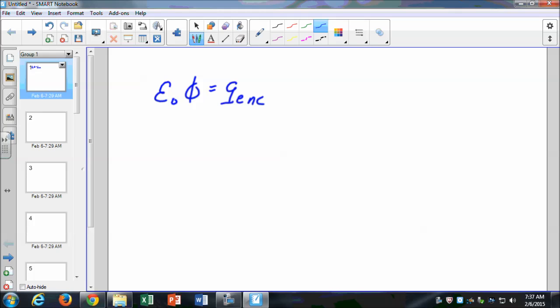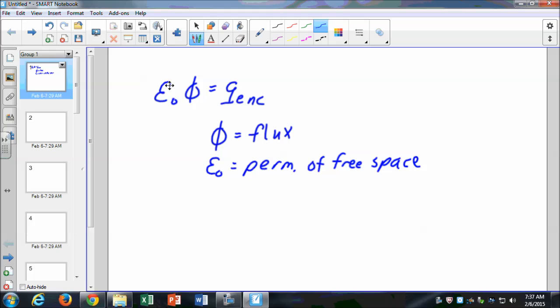So here, just like before, phi is equal to our flux, which we've already defined. Epsilon naught, I think I've written this down, is the permittivity of free space. And remember, this permittivity of free space is actually related to our K value. K is equal to 1 over 4 pi epsilon naught. And then Q is our enclosed charge. That is the charge inside the Gaussian surface.